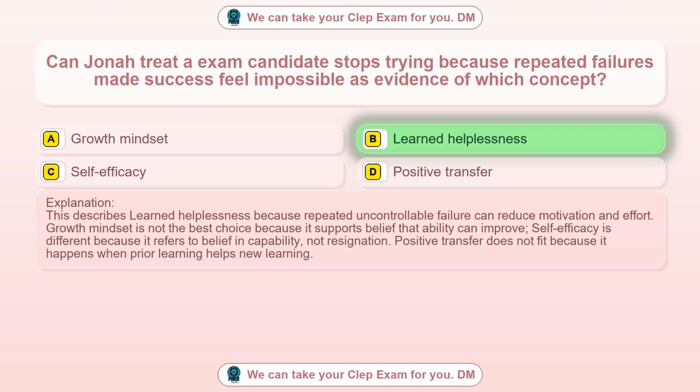This describes learned helplessness because repeated uncontrollable failure can reduce motivation and effort. Growth mindset is not the best choice because it supports belief that ability can improve. Self-efficacy is different because it refers to belief in capability, not resignation. Positive transfer does not fit because it happens when prior learning helps new learning.